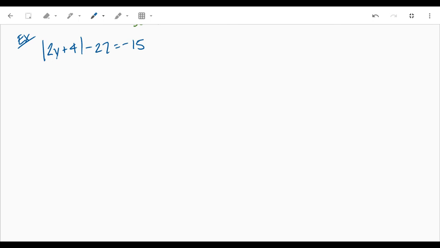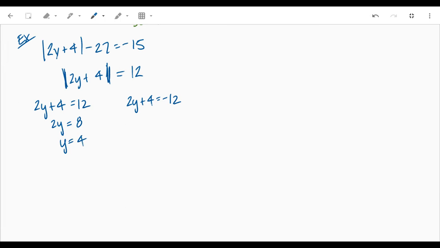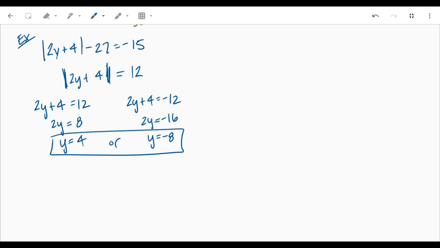Absolute value of 2y plus 4 equals, we're going to add 27 to both sides, so we'll get 12, which means 2y plus 4 could equal 12. So once you get down to only absolute value left on one side, that's where we take it away and say it could be positive 12 or negative 12. So that would mean 2y could equal 8, which would make y equal 4, or 2y could equal negative 16, which makes y negative 8. So those are your two answers. I'll leave it to you to plug them in, but they do both work.